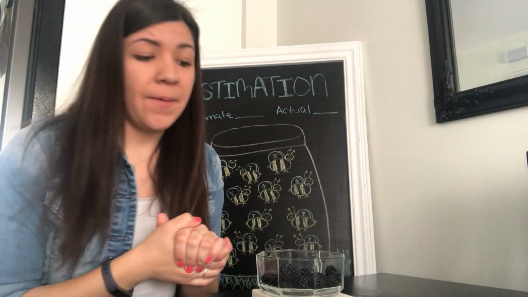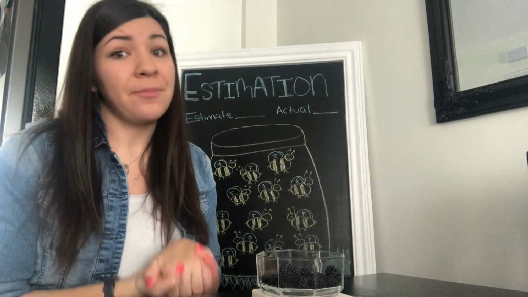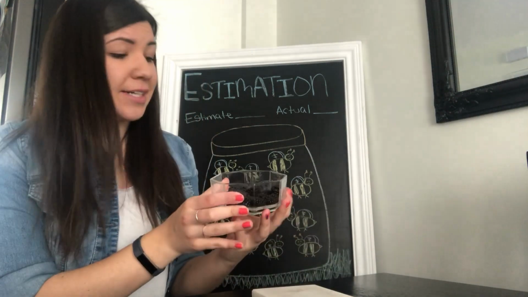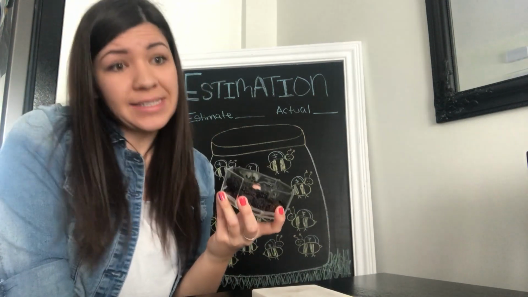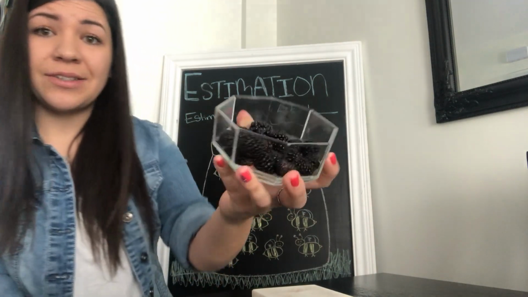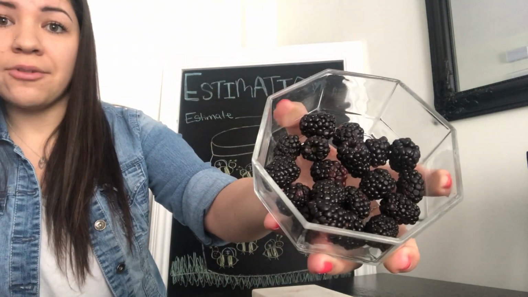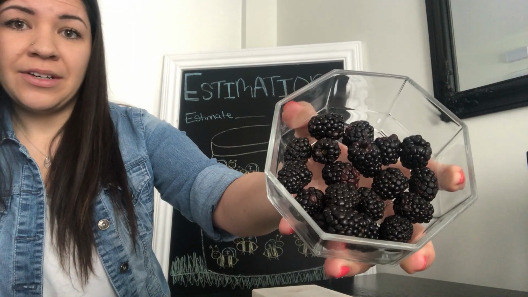So for example, this morning I'm going to have some blackberries for breakfast. So I have some blackberries in my bowl. Can you take an estimate as to how many blackberries do you think I'm going to have for breakfast? So don't count them, just look at them. What do you think?